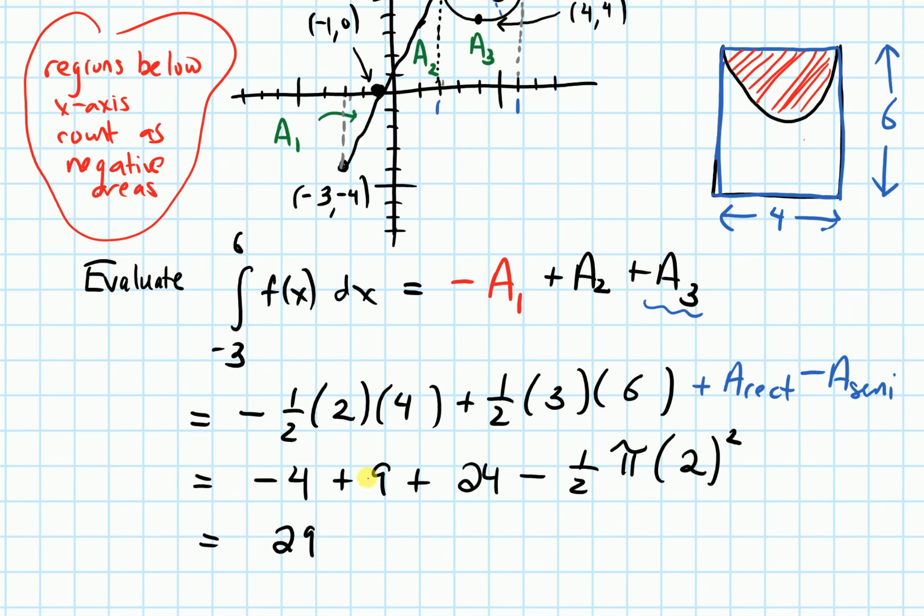Okay, so simplifying this, we will end up with 29. That's what the first three terms combine to. And then minus 2 squared is 4. 4 divided by 2 is 2. So minus 2 pi.